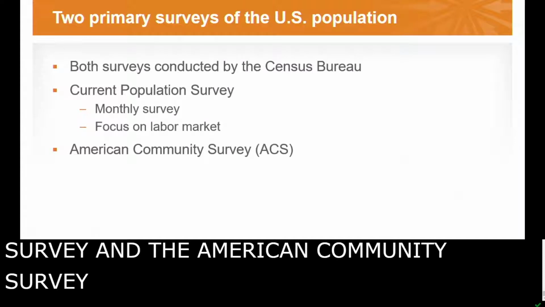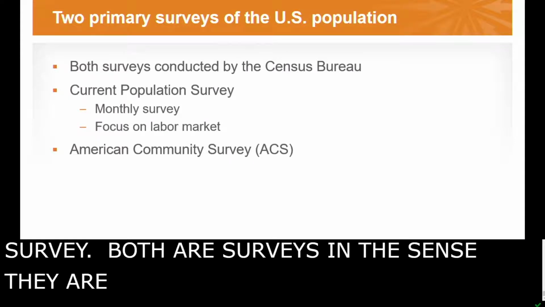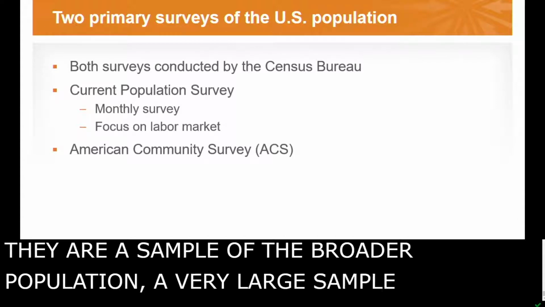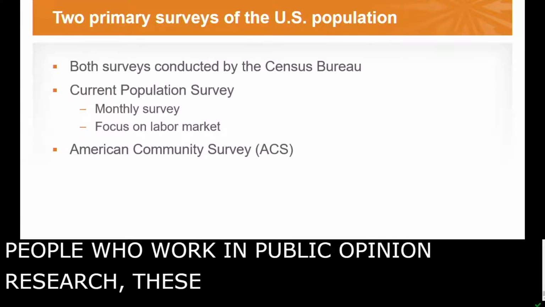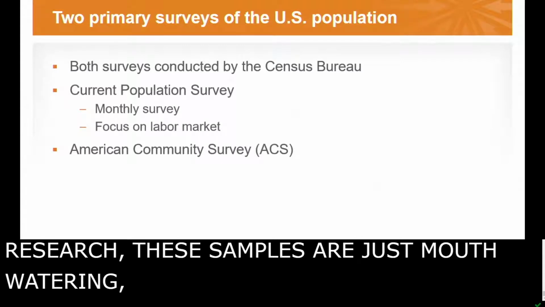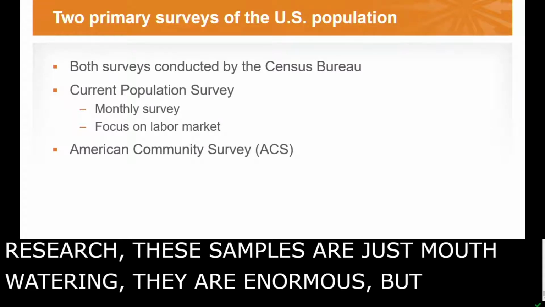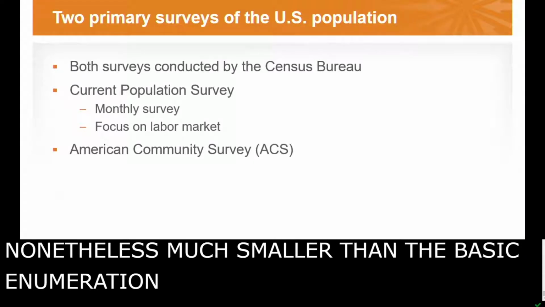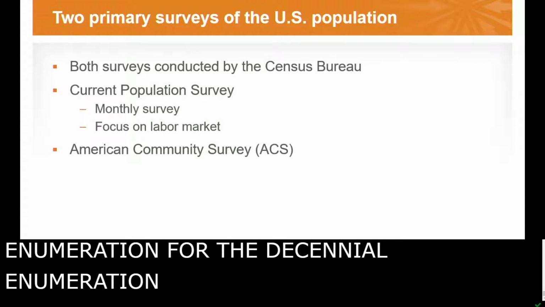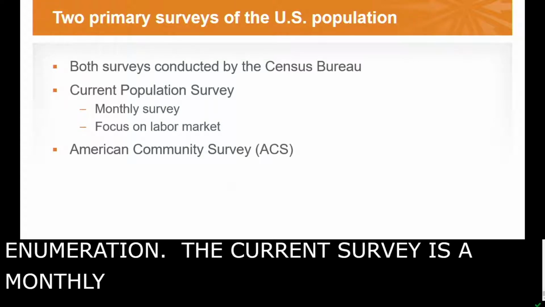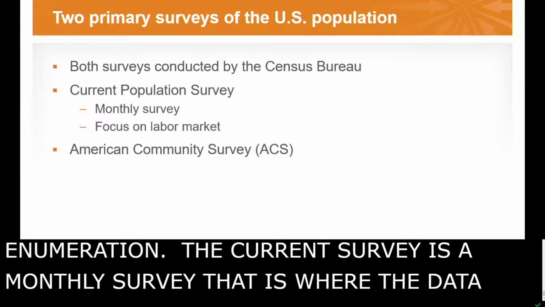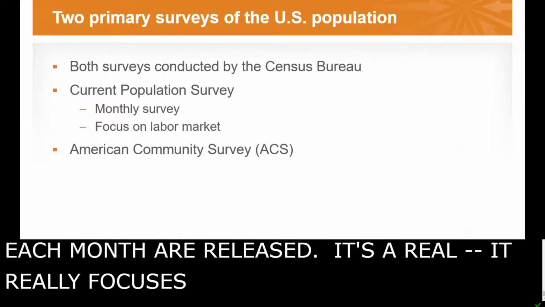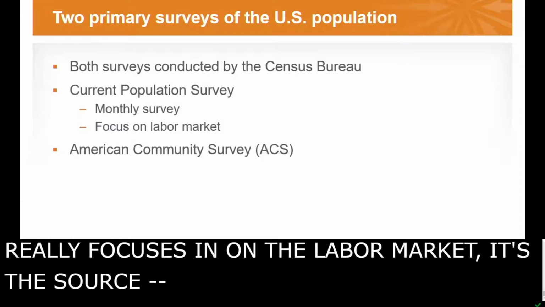Both of these are surveys in the sense that they are a sample of the broader population. It's a very large sample. For people who work in public opinion research, these samples are just mouthwatering. They're enormous, but nonetheless much smaller than the basic enumeration, or the decennial enumeration. The Current Population Survey is a monthly survey where the data for each month are released. It really focuses in on the labor market. It's the main source of our unemployment figures.